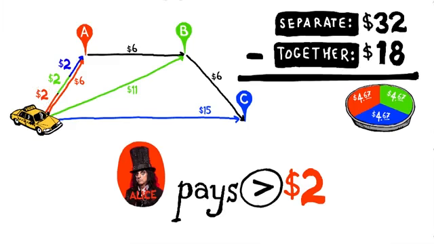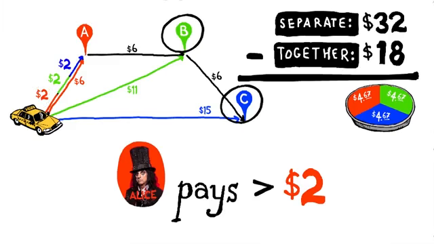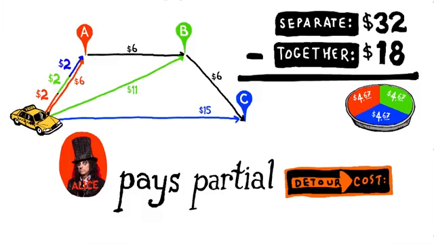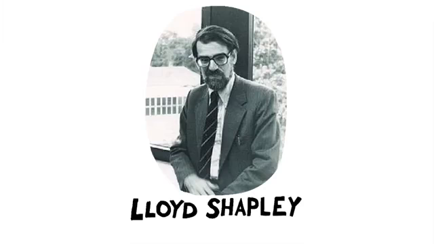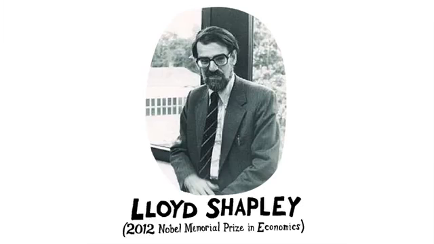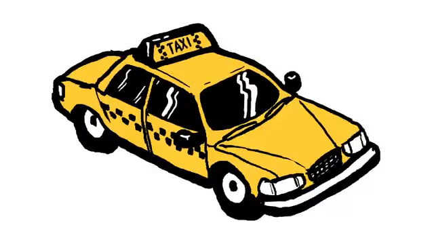Alice owes more than that, because his house isn't entirely on the way to the other two. Thus, Alice should be partially responsible for the detour. But how much so? One clever solution comes from Lloyd Shapley, who won the 2012 Nobel Memorial Prize in Economics.